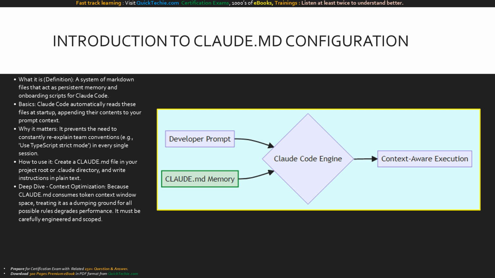On the left, we have the developer's ad hoc prompt. But notice the second input, the CLAUDE.md memory file. The Claude Code engine automatically merges these two sources before making any API calls. This means every action Claude takes is filtered through the persistent rules you've defined, guaranteeing context-aware execution without manual repetition.